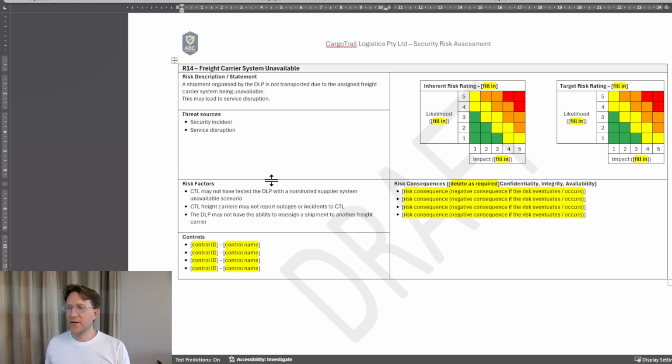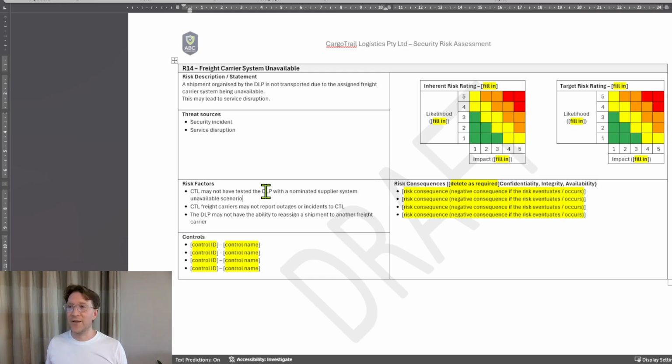In terms of risk factors, we don't know if CTO have considered the scenario of a supplier system being booked to handle a shipment, but then later on that system's not available, that supplier is not able to be contacted. We don't know if they've tested the DLP with the situation, so we don't know how it would react. We don't know if the system would, would it alert someone? Would it do nothing?